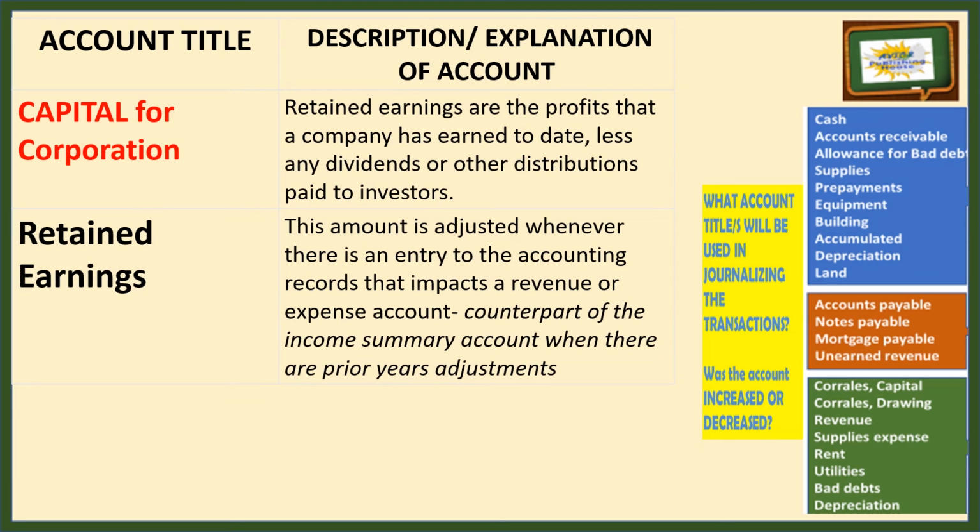So, when it's a sole proprietorship and partnership, you summarize the result of operations in an income summary account. In a corporation, you don't use the income summary account anymore. All transactions affecting adjustments to capital and income are recorded in the retained earnings account. So, wala nang income summary account kapag corporation. Retained earnings account na ang ginagamit.